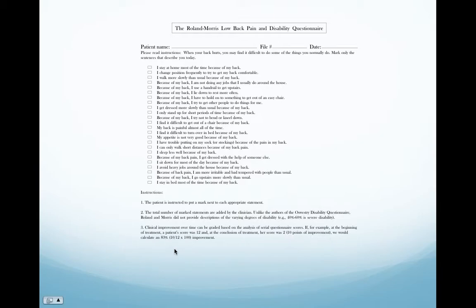And then we would divide that 10 from the original score that we got at the very beginning of the exam. And then from that, you can multiply that by 100 to get 83%. So there will be an 83% improvement of the low back pain.